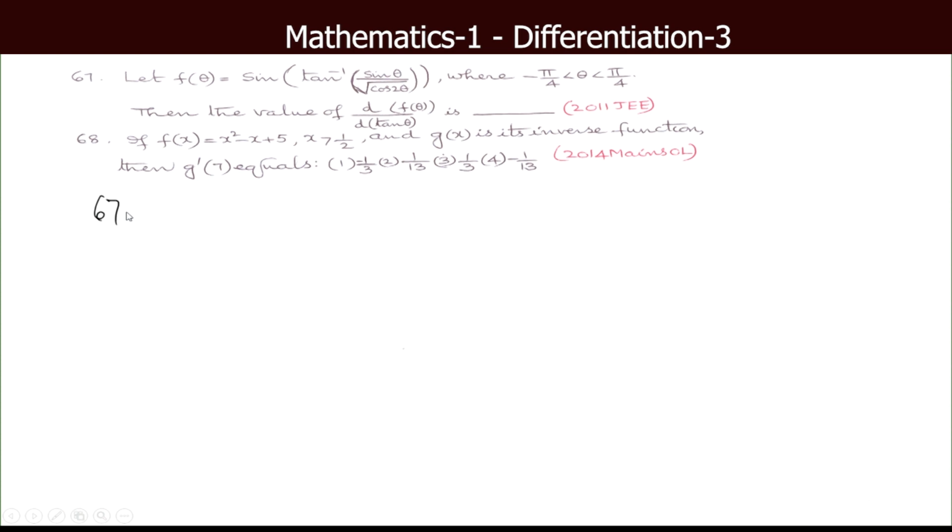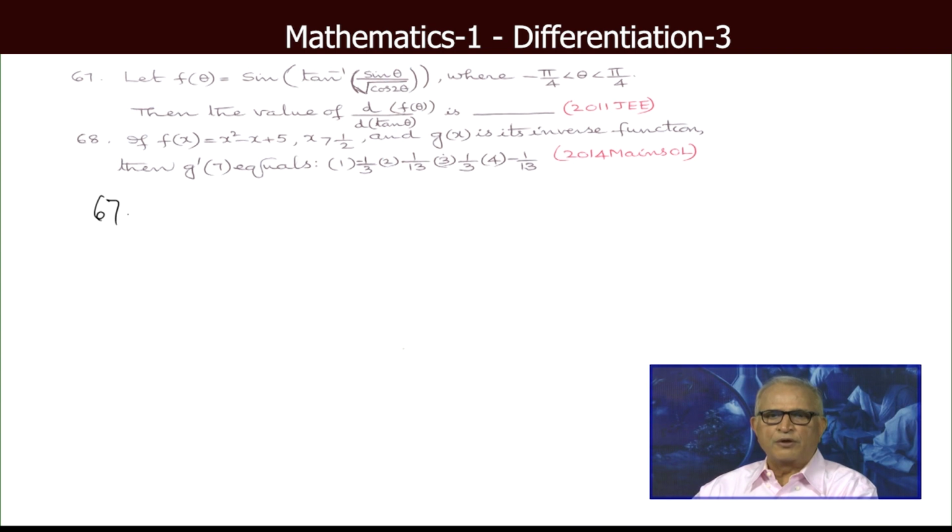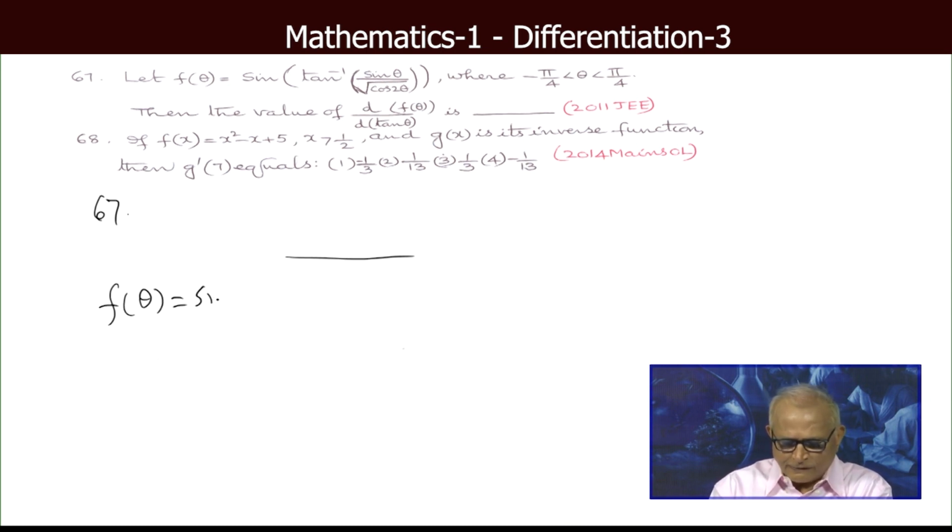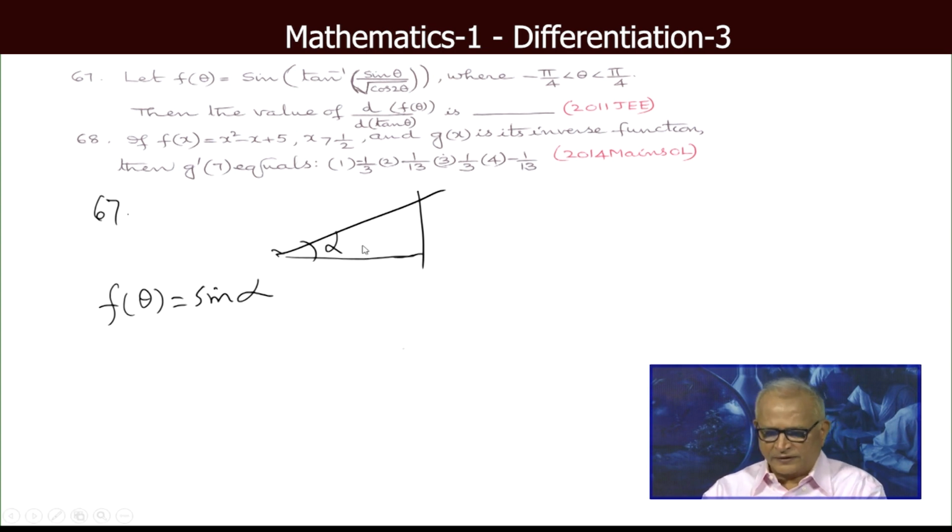Let f theta equal to sin arc tan sin theta by square root of cos 2 theta, where theta lies in the open interval minus pi by 4, pi by 4. More or less, it is a question on trigonometry, simplifying the inverse trigonometry function. Okay. So, this means arc tan f theta equal to sin alpha, where alpha is, this will help you to simplify things easily.